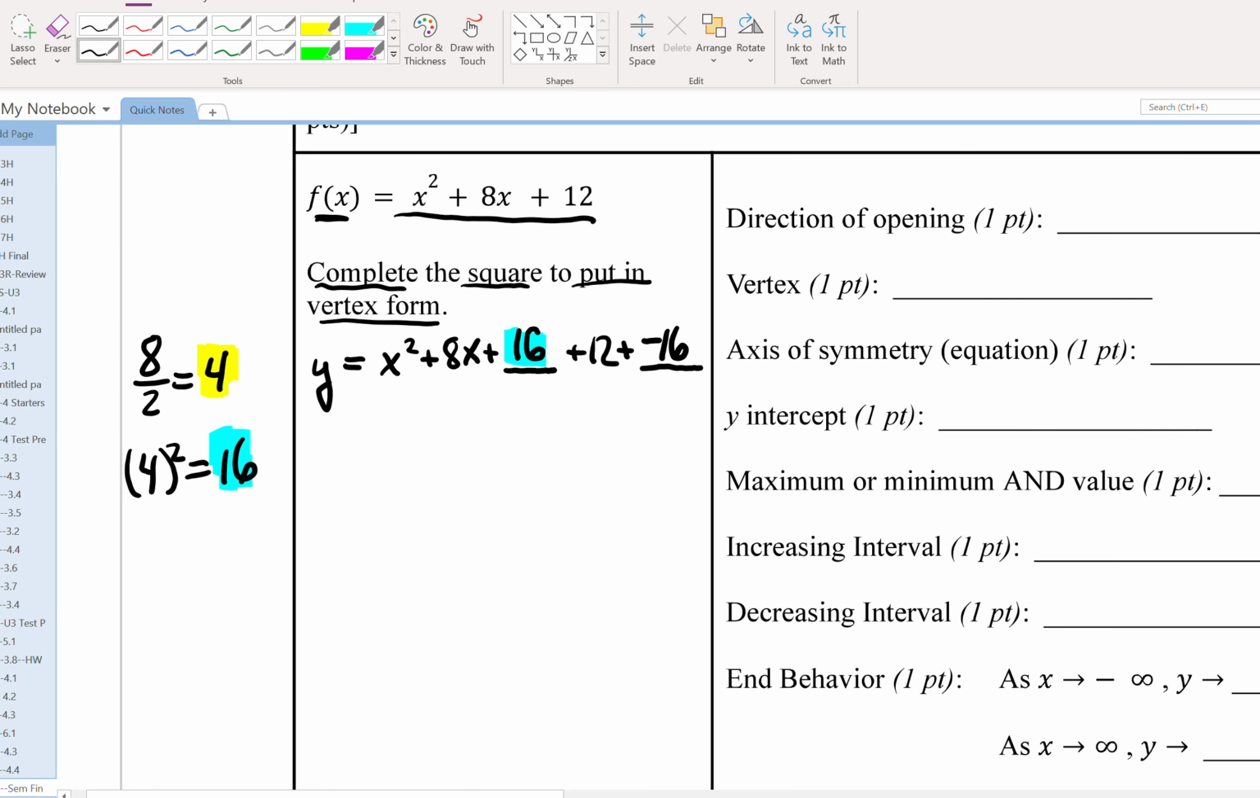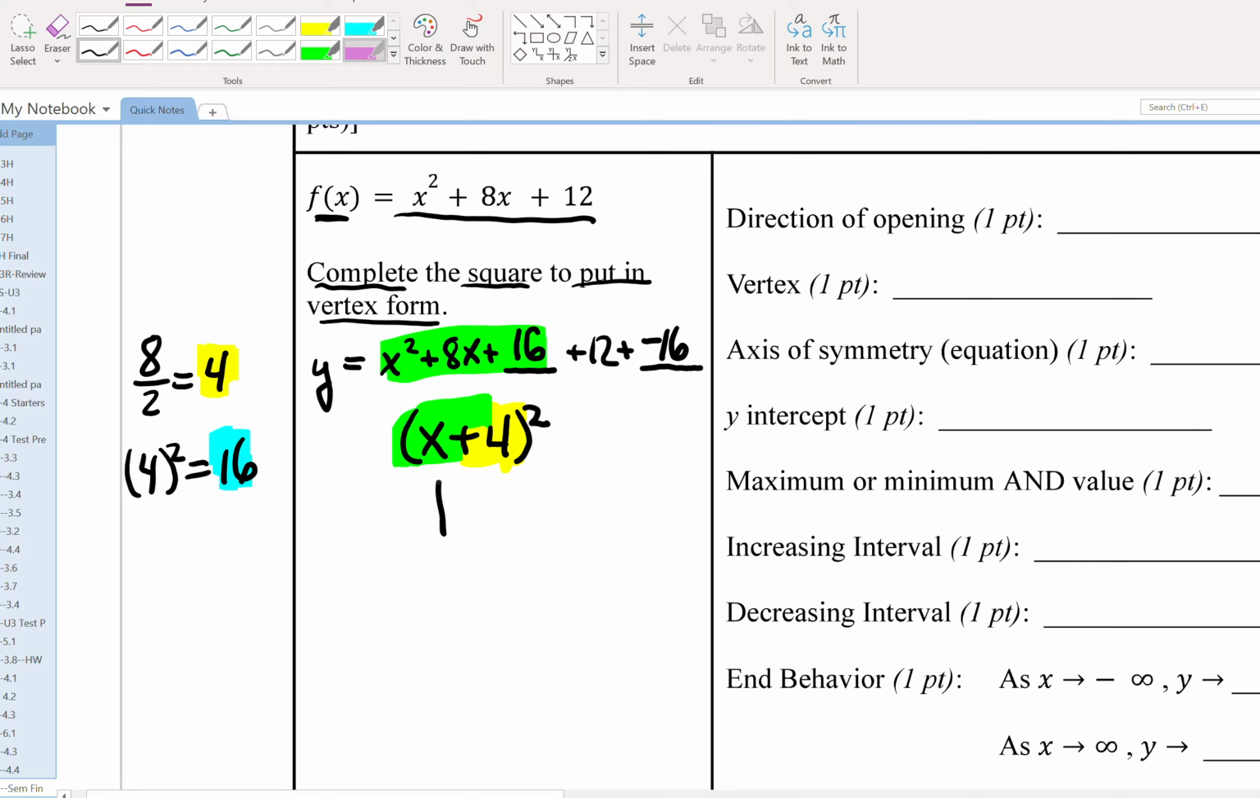So now I'm ready to take all of this and factor it. And so here is where I'm going to use that 4. Let's write part of it here. I'm going to take that 4. That's going to be right here, plus 4. And then it's going to be x plus 4, and then square it.